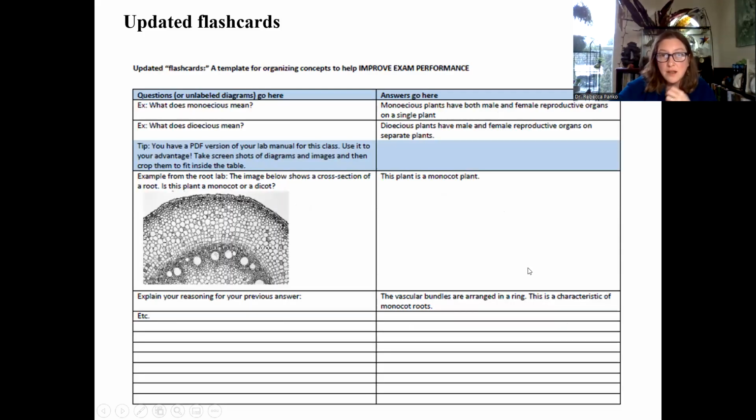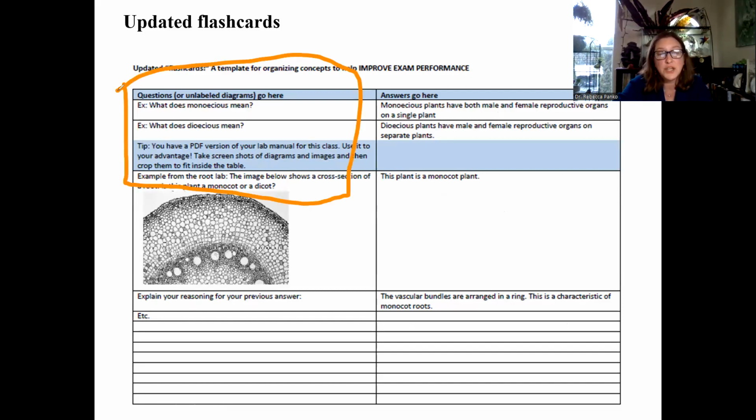Here's what it might look like. This is just an example, right? If you had this as a PDF, you could just be zoomed in to this side. What does monoecious mean? And then you would have to recall, it means a plant that makes money. Let me look. No, it's not. Okay, I need to study that more, right?